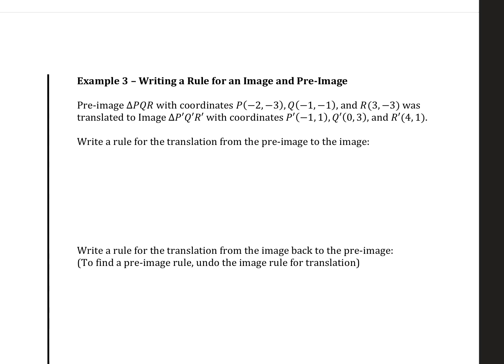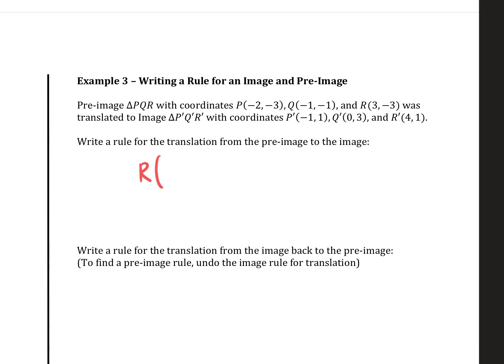Which was writing a rule. So basically, pre-image to image is just normal, but image back to pre-image is a little bit different, and we'll have to think about that for a second here, okay? So we have these coordinates for this thing. I'm just going to pick a random point. I'm going to start with R, okay? So we have R. We'll just kind of figure out what's happening here.